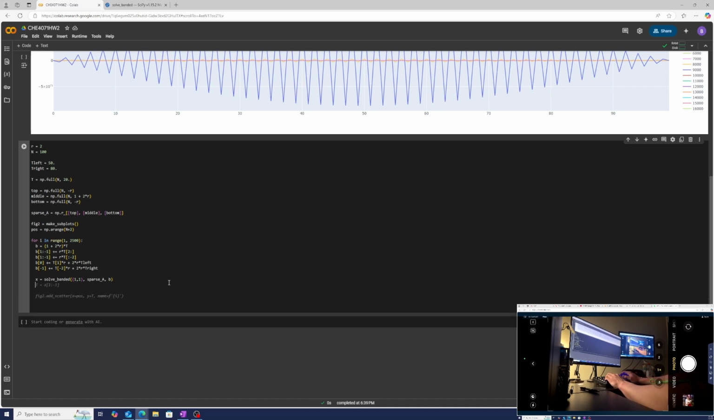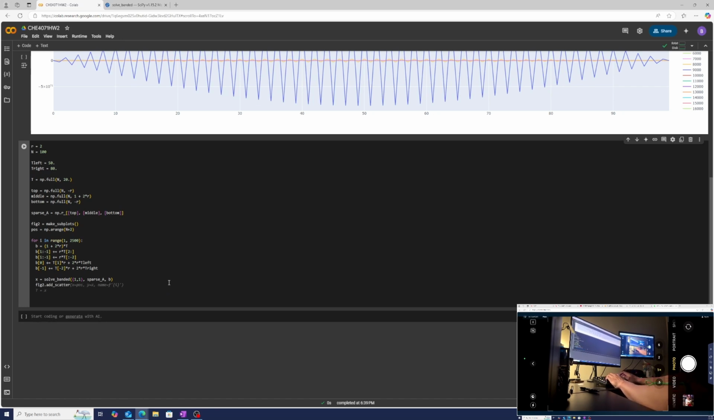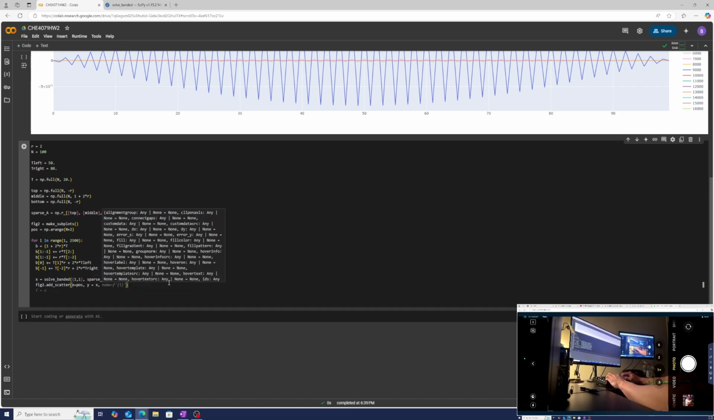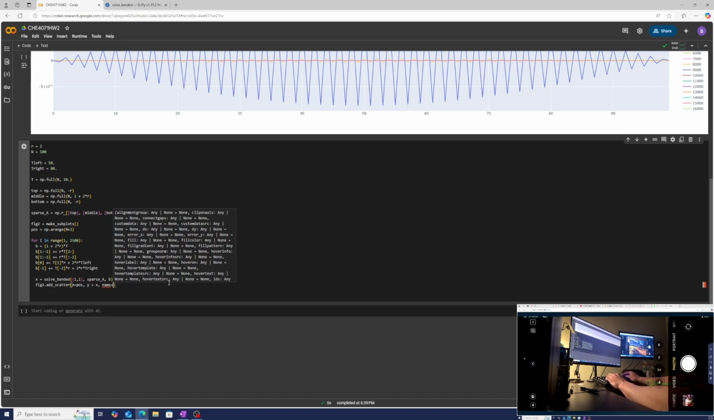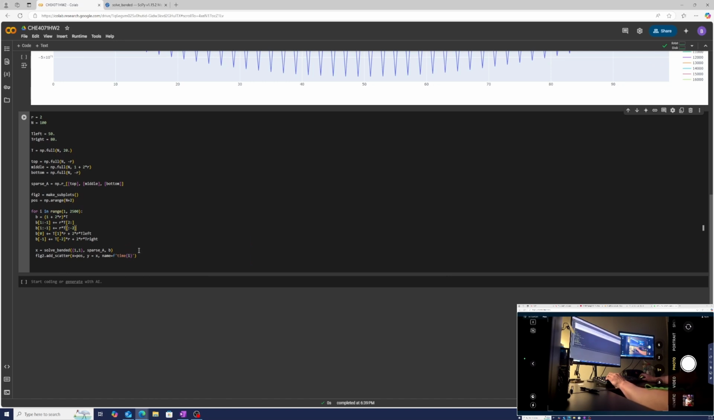So now what we can do is our fig dot add fig2 dot add underscore scatter. We want our x values to be our position. Our y values are going to be equal to what we just called x. And then our name for this is going to be an f string. And then we're just going to call this time, and then our time in this case will be i, to denote which point we're at.